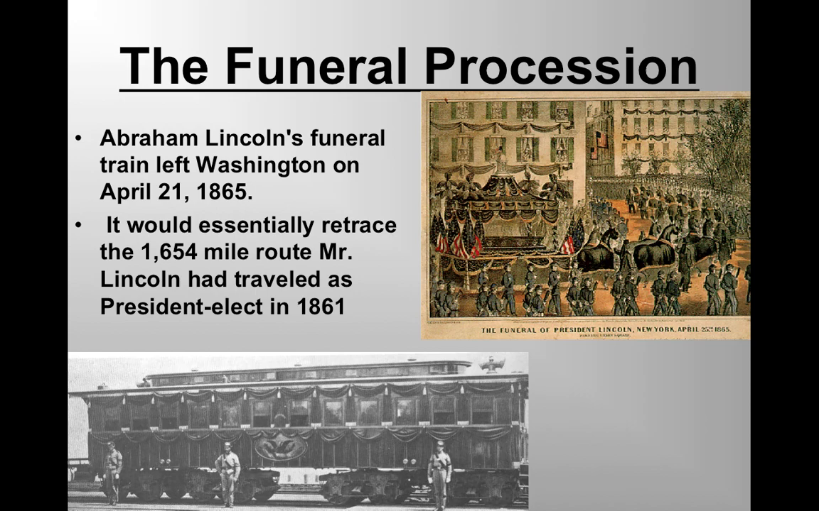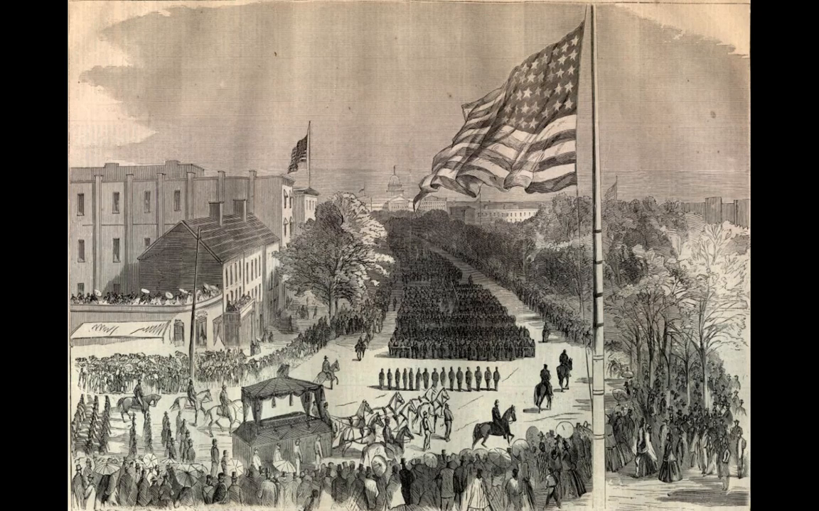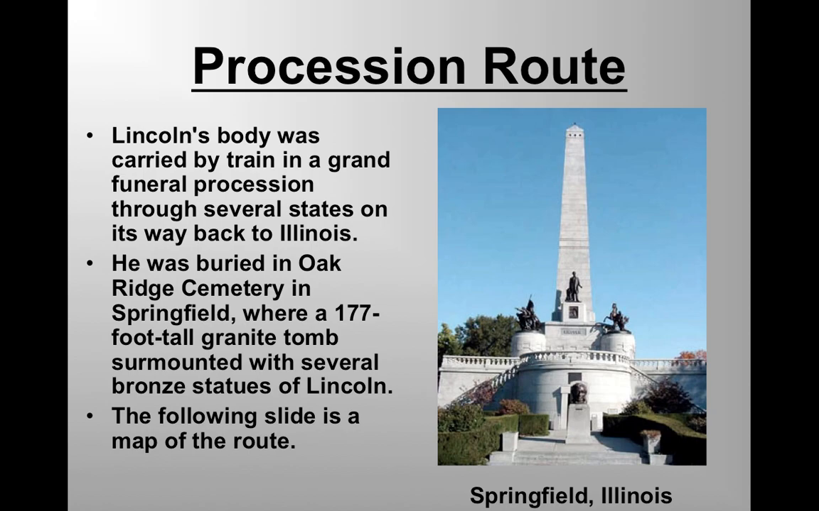And his body actually made the 1,654-mile journey back, which was the same way that Lincoln traveled on his way in as president. And they actually traveled him on railroads, because railroads obviously were a big thing in the North at that point in time. Gives you an idea of what the streets of D.C. may have looked like to pay their respects to President Lincoln. You can see the streets just lined with people. Again, Abraham Lincoln was such a beloved figure in the Union. Lincoln's body was carried by train in a grand funeral procession through several states all the way back to Illinois.